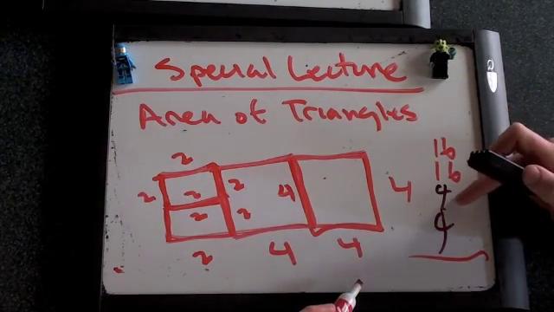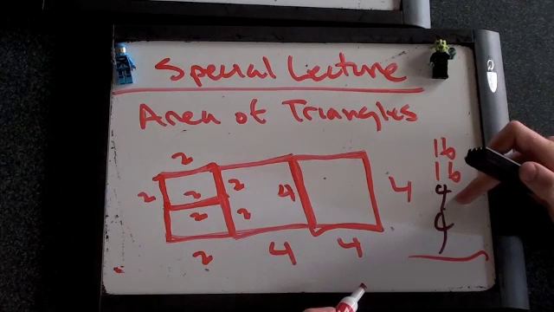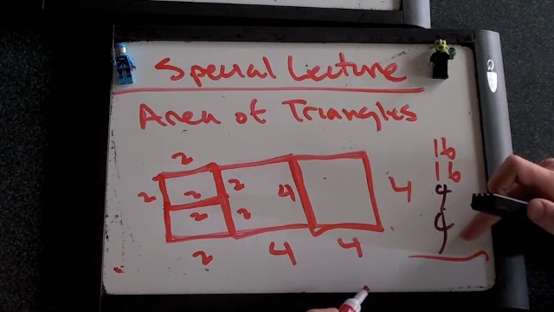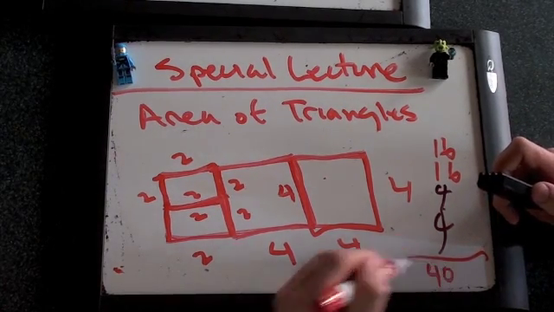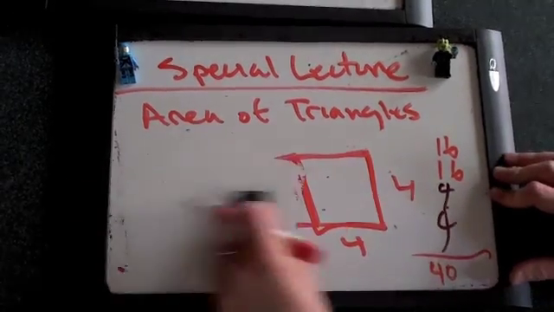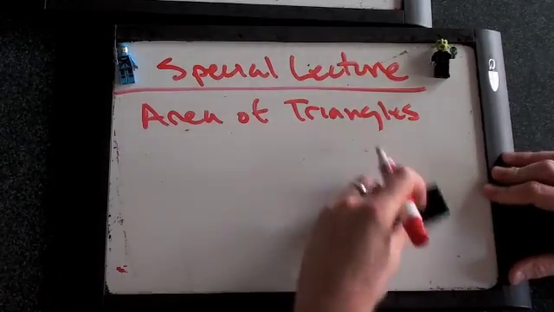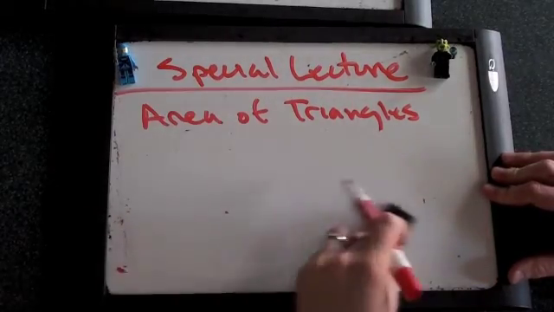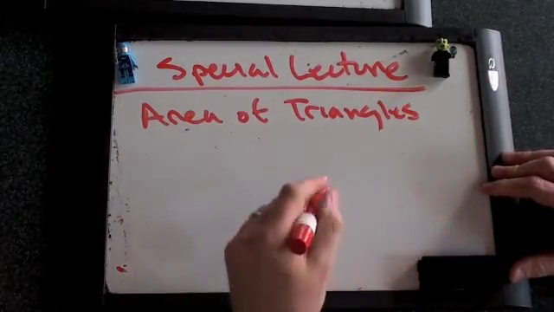And what does 16 plus 16 equal? 32. And 32 plus 4? 36. 36 plus 4 is 40. 40, which is the answer we got before, right? Yeah. Okay. So the reason rectangles have the same area formula as squares is you can just divide them up into squares. Now we're going to talk about the area of a triangle.